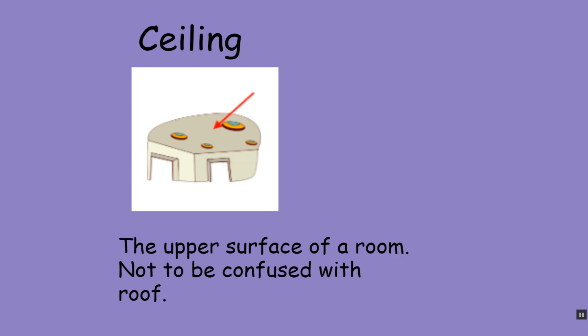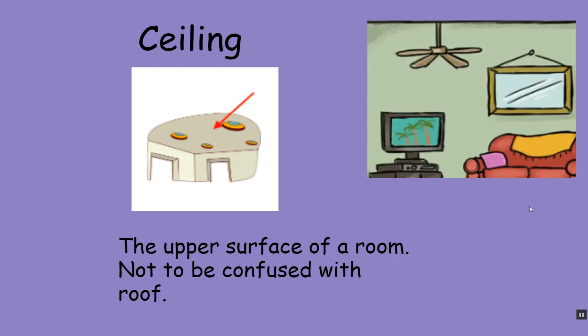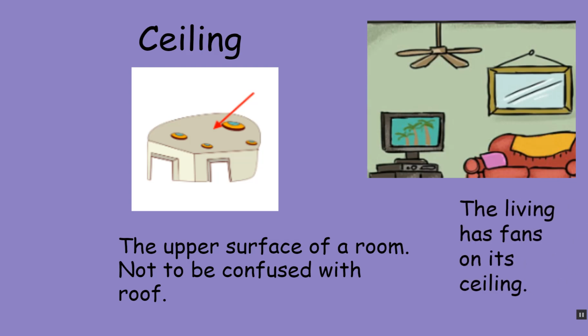The ceiling is the upper surface of a room, but it's not to be confused with the roof. So if you put your head up, you can see your ceiling. It's not the roof, it's the ceiling. It's the upper surface of the room. So this living room has a fan on its ceiling. There you go. Maybe your ceiling has a fan. My ceiling just has a light.